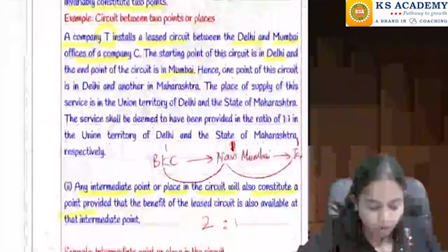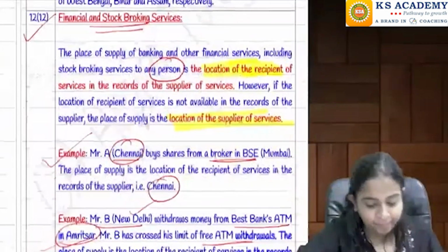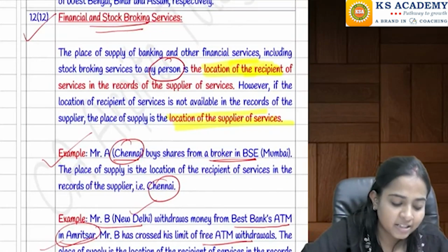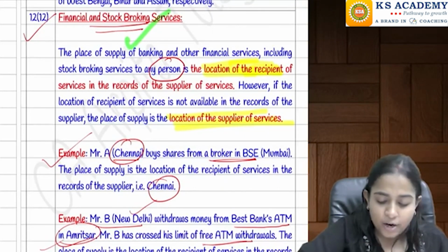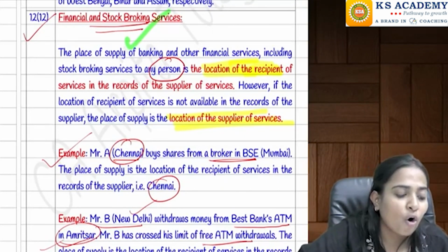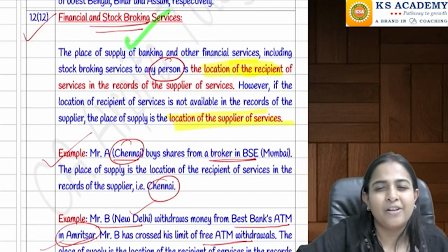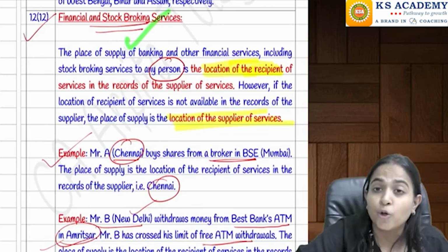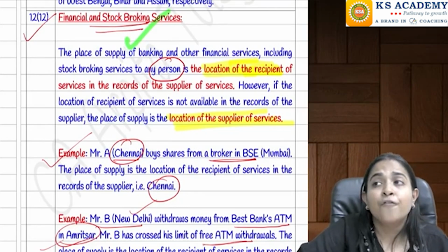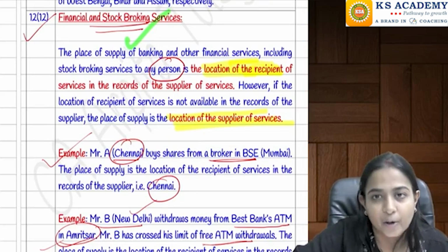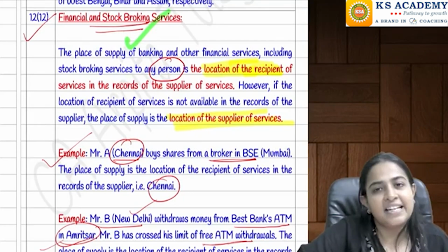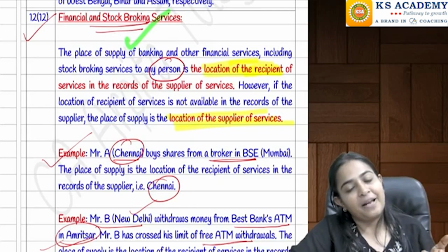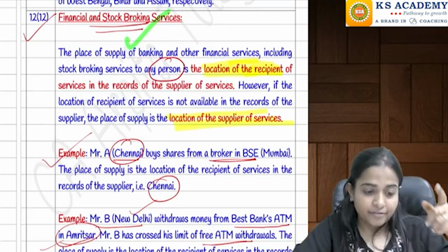Then after that, going on to the next section. Everyone with me? Section 12(12) talks about financial and stock broking services. In this case, normally the place of supply will be the location of the recipient available in the books of the supplier. However, if his address is not known, for example, we are using a banking service from a bank where I do not maintain a bank account, then in such a case, if we do not have the location of the recipient available, the place of supply will be the location of the supplier of service.